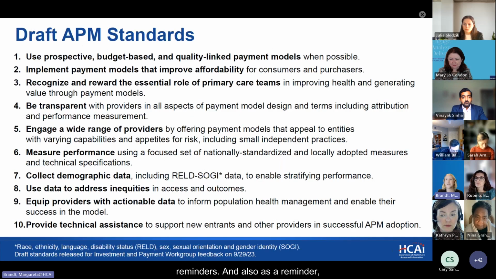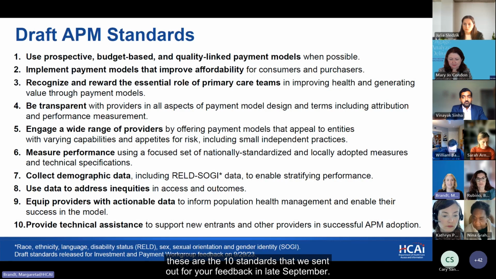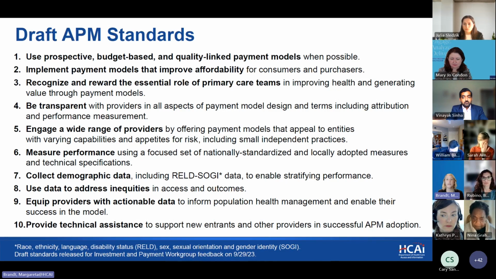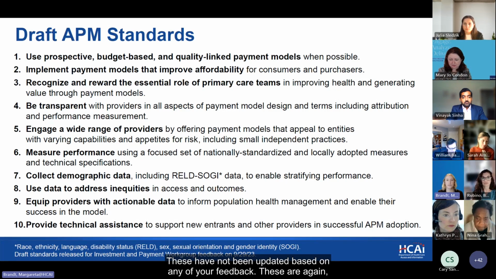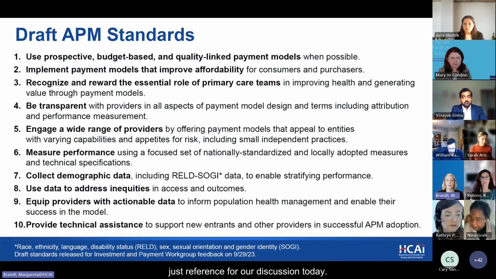And also as a reminder, these are the 10 standards that we sent out for your feedback in late September. These have not been updated based on any of your feedback. These are, again, just for reference for our discussion today.